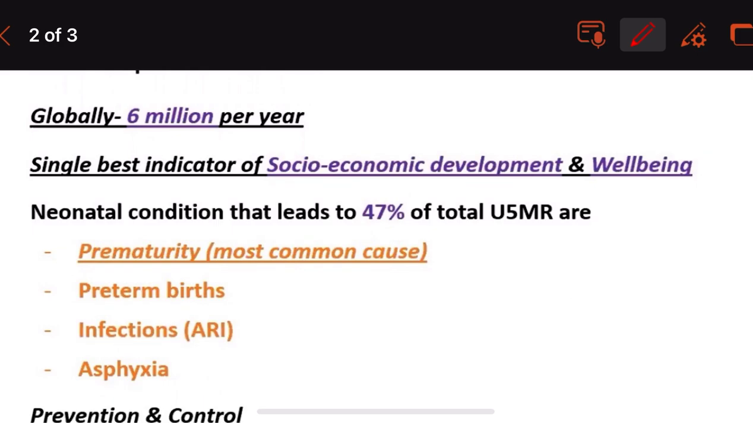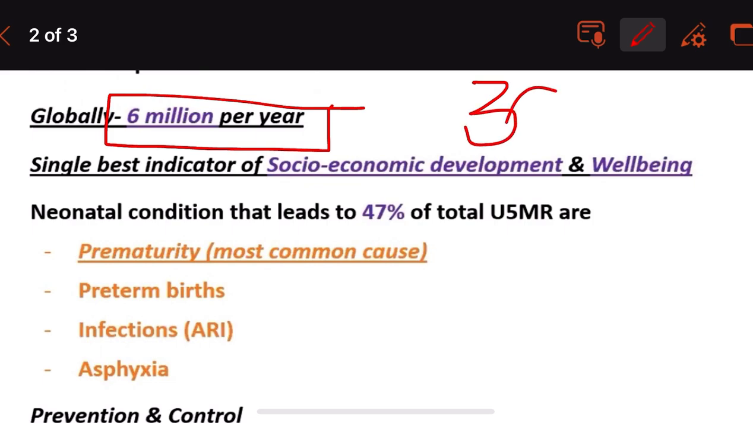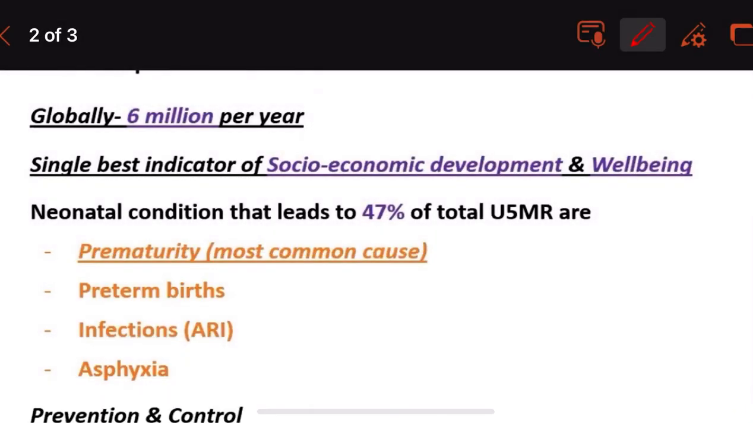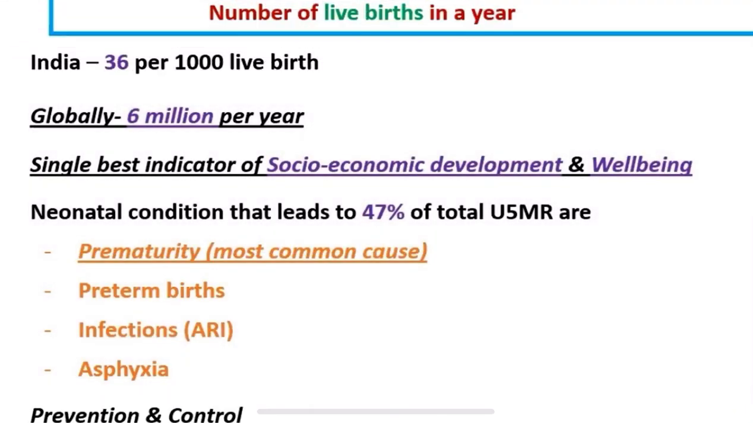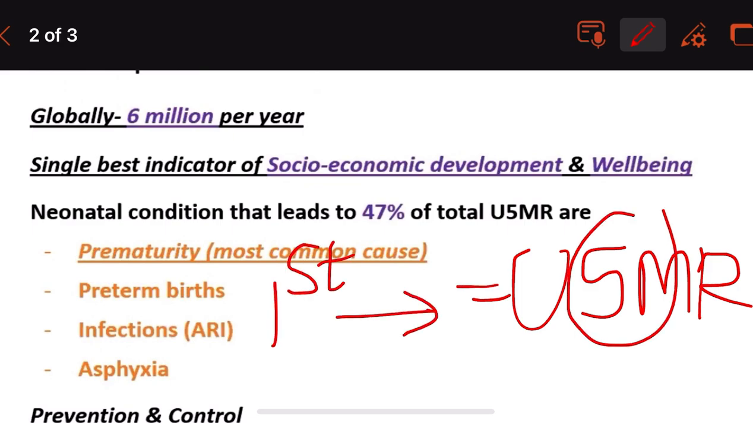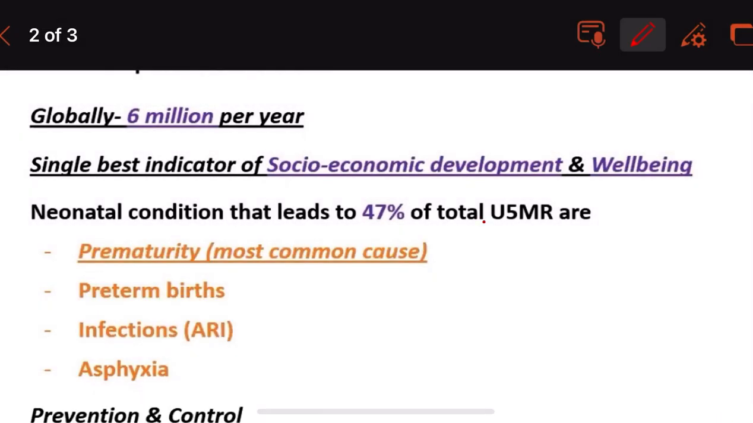Next, globally. In India it was 36. Throughout the world, when you consider globally, it is 6 million per year. And as we studied in the infant mortality rate, the single best indicator of socio-economic development and well-being is the under 5 mortality rate. It is the first best indicator of socio-economic development. You can remember 5 as socio-economic development.